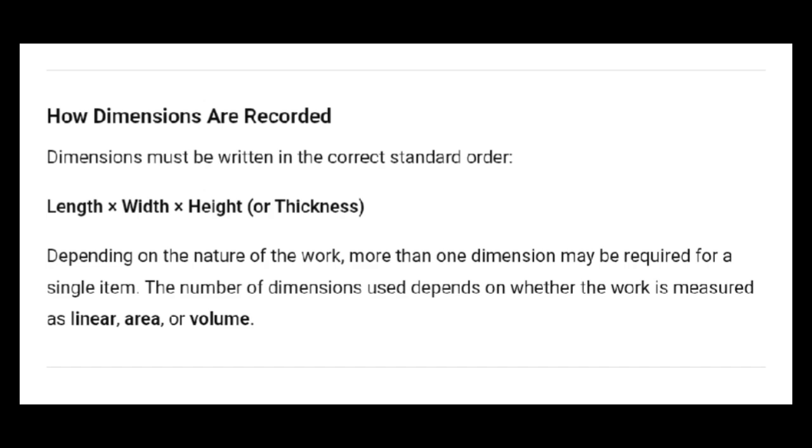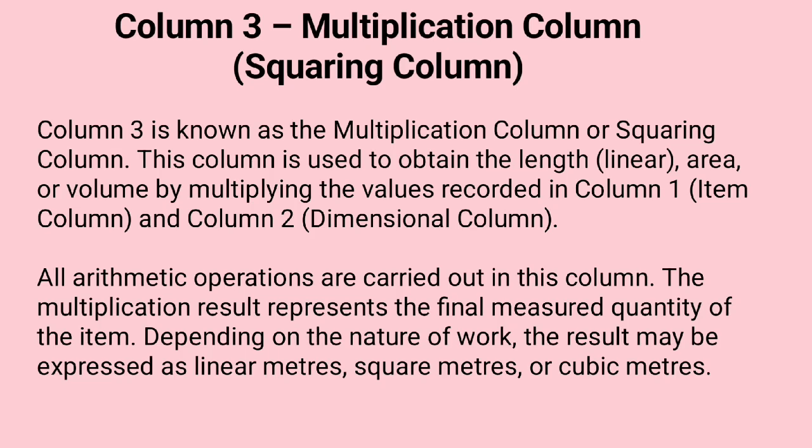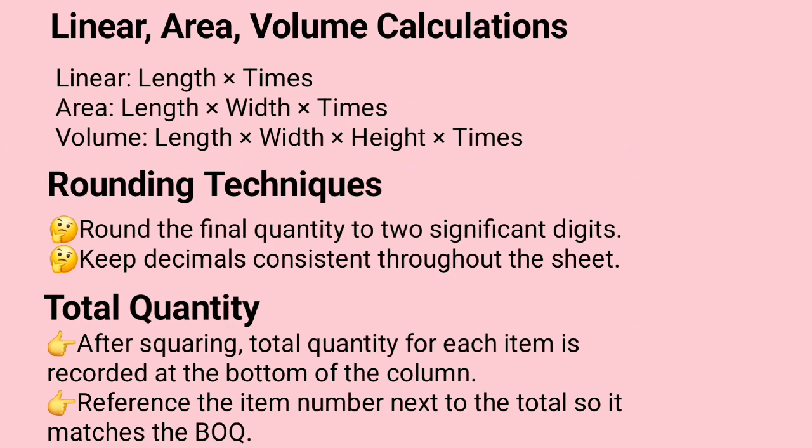Dimensions must always be written in the standard order: horizontal length, horizontal width or breadth, vertical height or depth. All dimensions must be recorded in meters. Fractions are converted into decimals for uniformity. Decimals should normally be limited to 2 places, unless waste calculations require more precision. No arithmetic operations are allowed in this column. Only measured values are permitted.